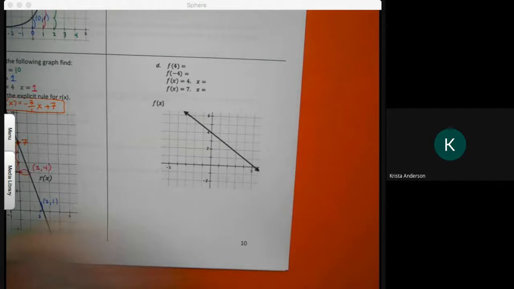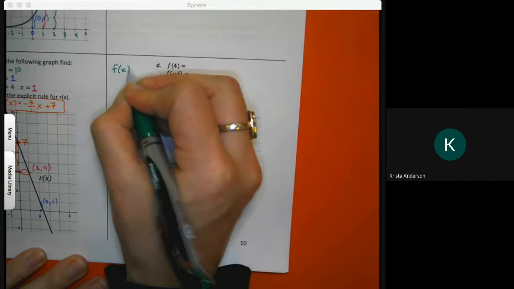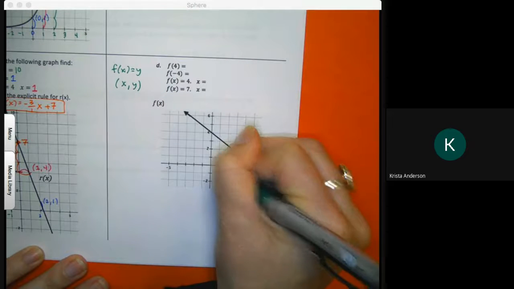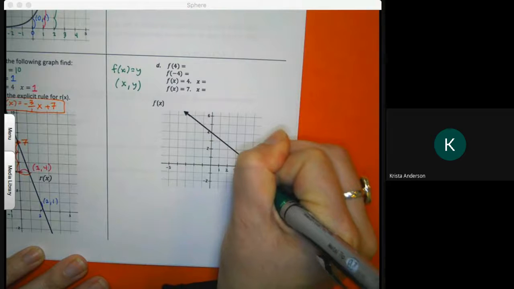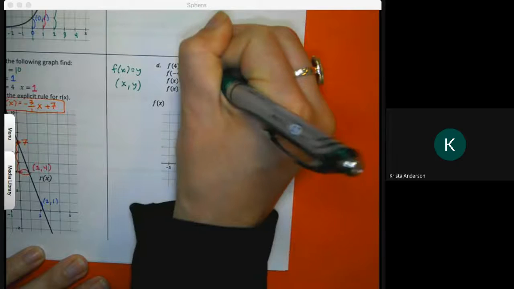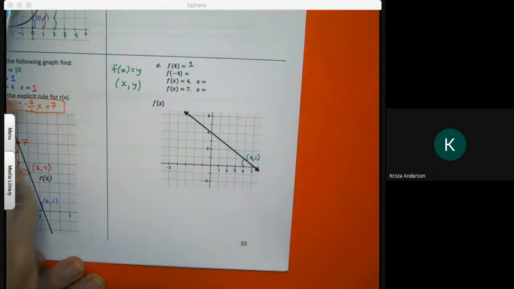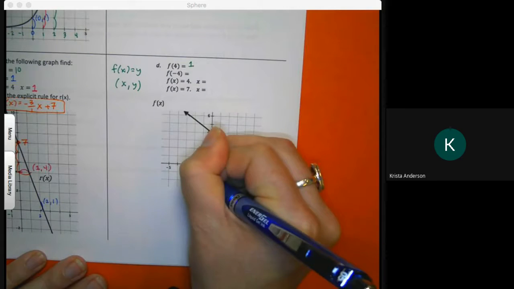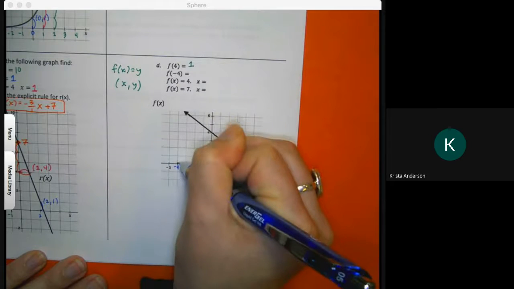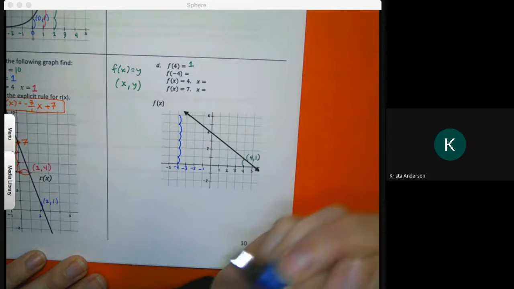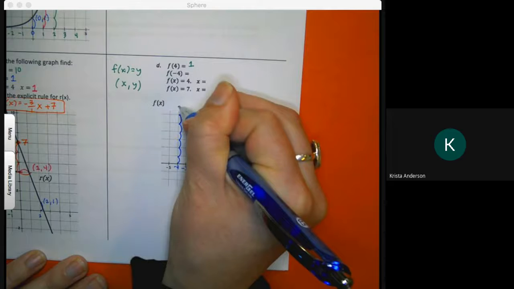I am given f of x equals y, as in the point x, y. Where is x? 4. This is where x is 4, and it is up 1. Where is it? Negative 4. Here's negative 4, and it is up 1, 2, 3, 5, 6, 7.